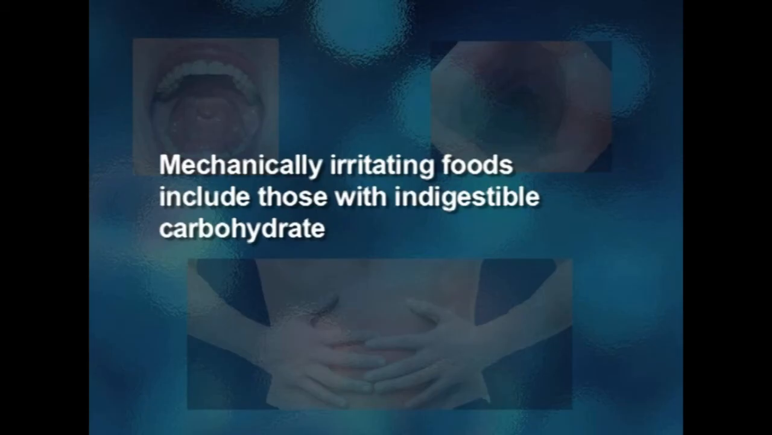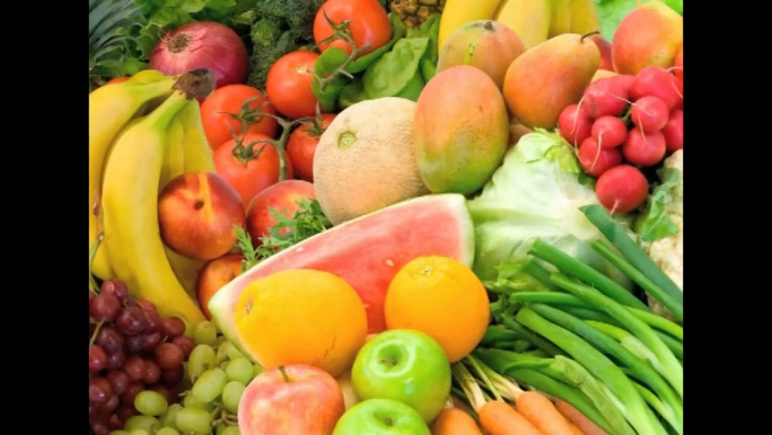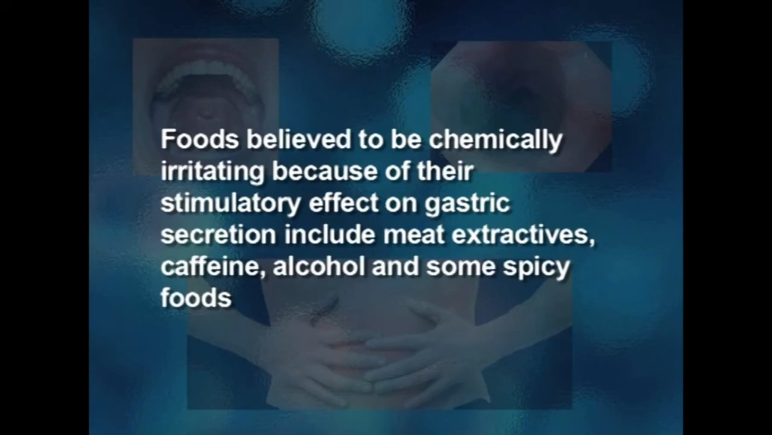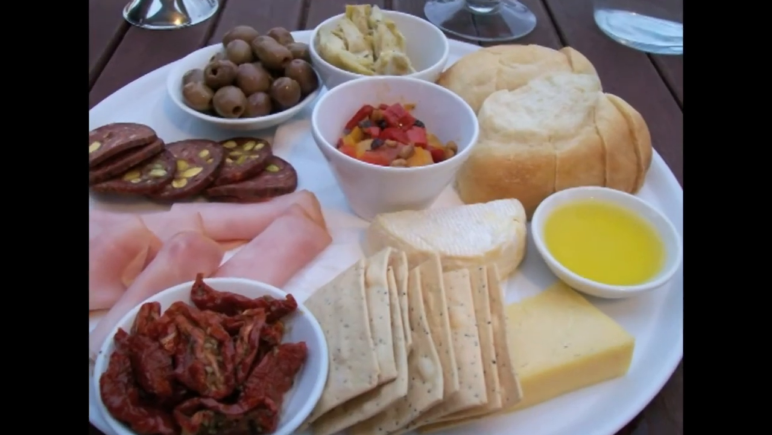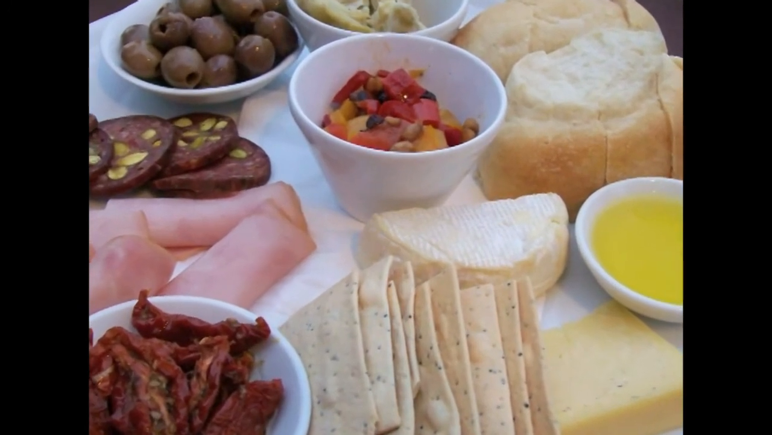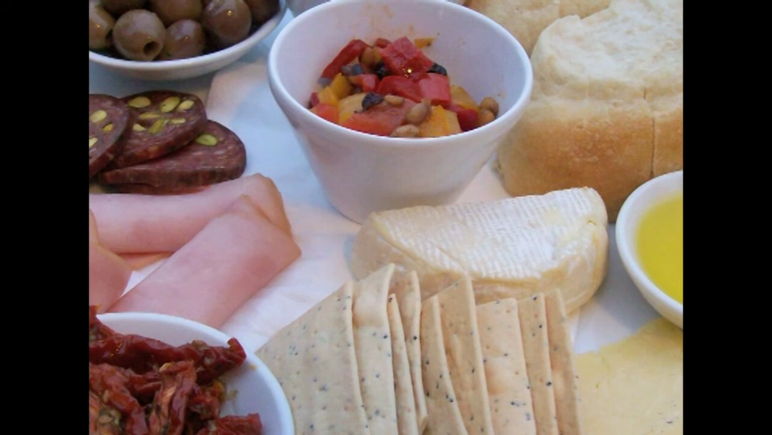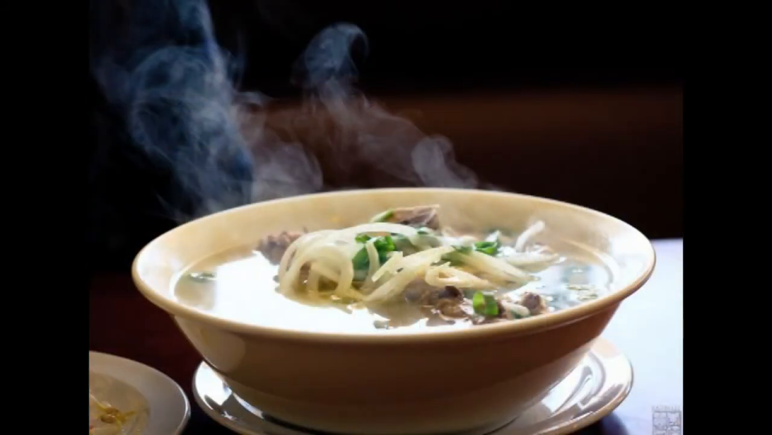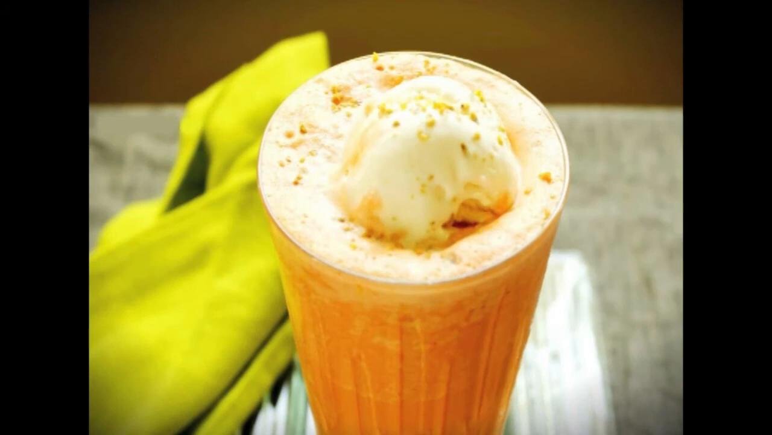Mechanically irritating foods include those with indigestible carbohydrates such as whole grains and most raw fruits and vegetables. Foods believed to be chemically irritating because of their stimulatory effect on gastric secretion include meat extractives, caffeine, alcohol and some spicy foods. Foods believed to be thermally irritating are those ordinarily served at extremes of temperature, such as very hot or iced liquids, which may cause pain. A more liberal individual approach prevails today in most clinical practice.